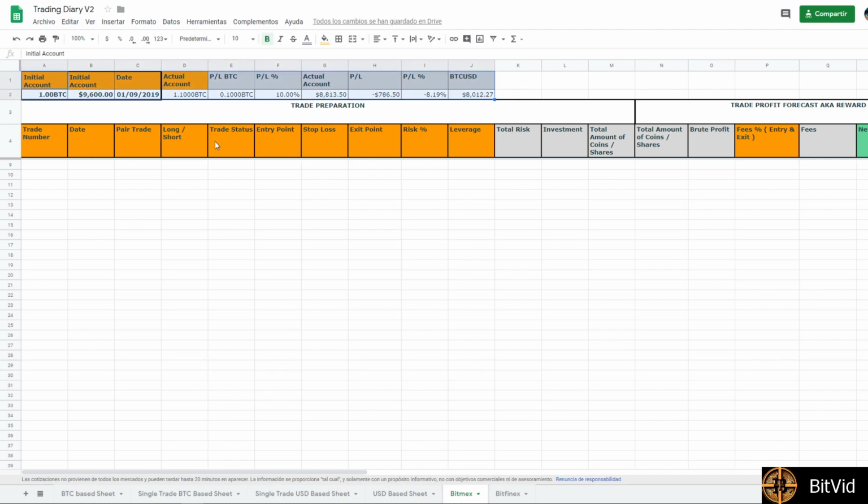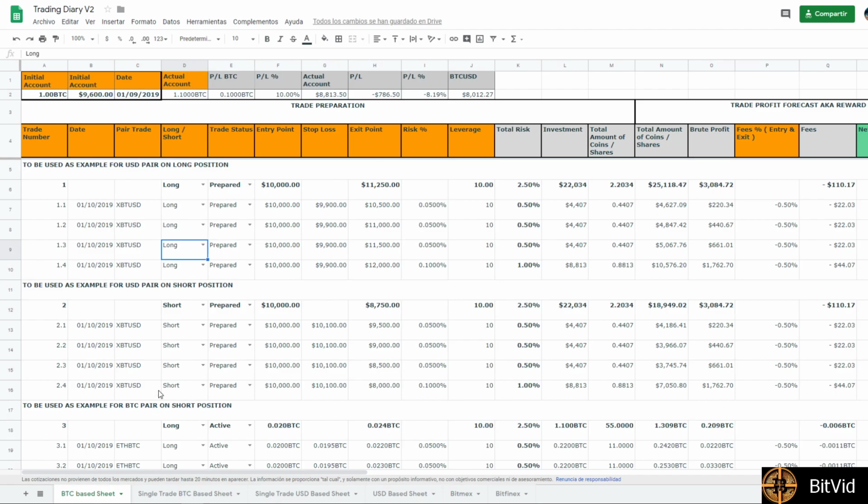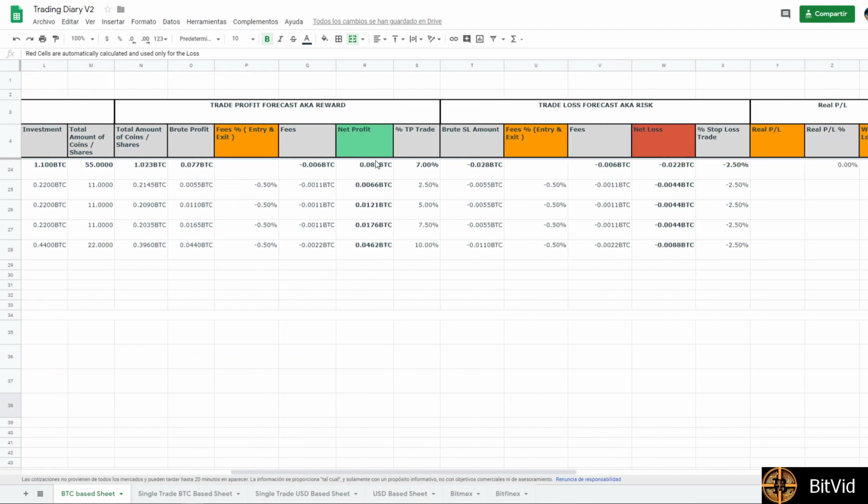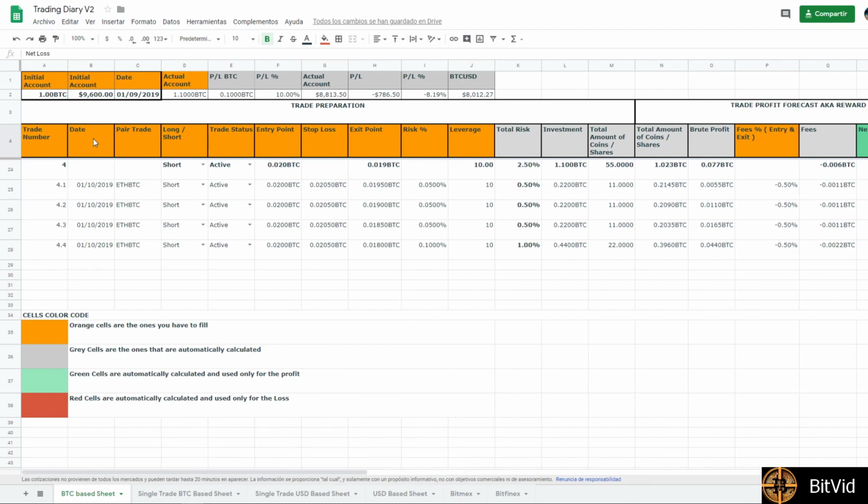Sorry, before this, you will see that in the basic sheets, you have a code for every cell. The only thing that you have to know is that the orange cells are the ones that you will have to fill manually. The gray cells are automatically calculated, so you don't have to touch them. And the green cells and the red cells are also automatically calculated, but are green because they are profit and red because they are loss. So basically you only have to work on the orange ones.